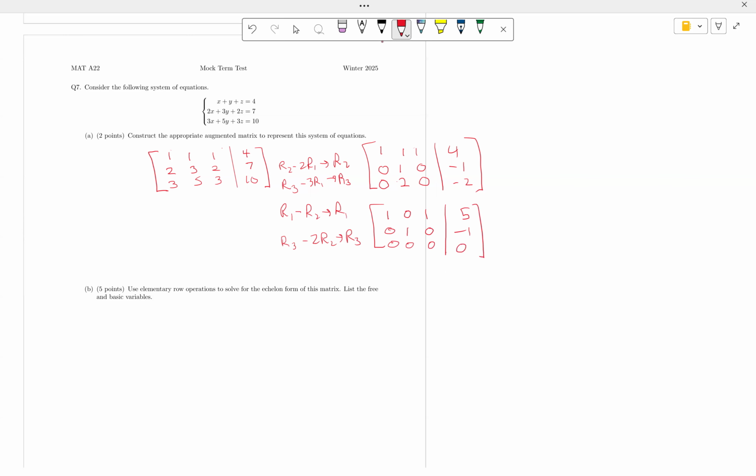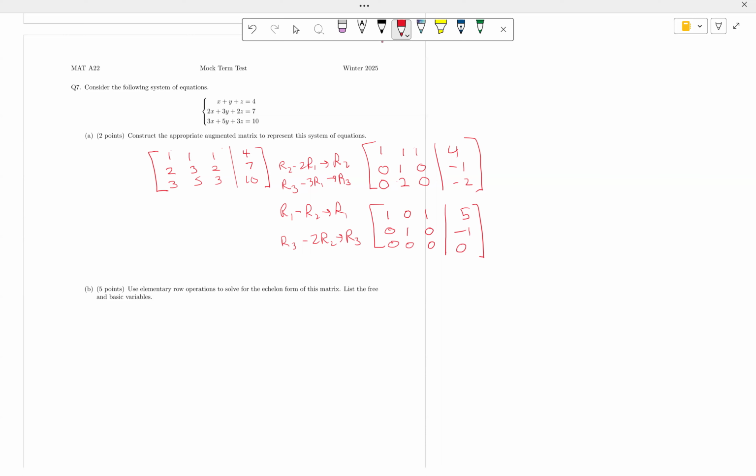And this is really nice because we have this row of zeros. We know that we are finished, and we don't have inconsistency. So whenever we have all zeros, we ask, is there an inconsistency here? If this is a non-zero number with all zeros, it would be inconsistent, but it's all zeros with a 0.